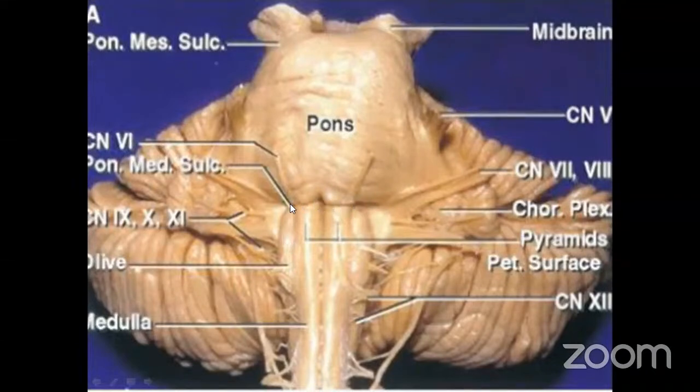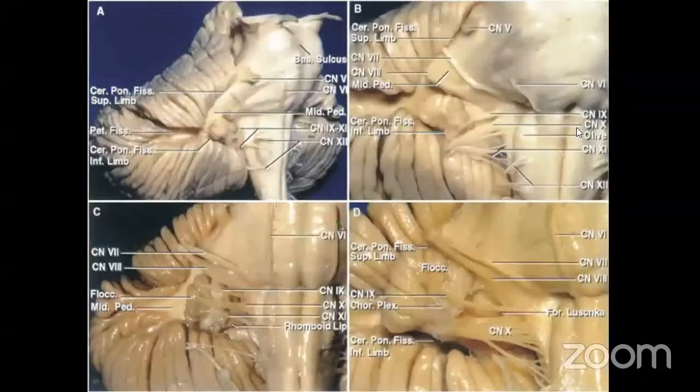This sulcus is known as the pontomedullary sulcus. In between the pyramids, we have a sulcus, and then we have a sulcus between the pyramid and the olive, the pyramido-olivary sulcus, and then we have a lateral olivary sulcus from which the cranial nerves also exit. So if you look at this picture, you can see that from the pontomedullary sulcus, there's a nerve traveling on the anterior aspect of the pons. This is cranial nerve 6.